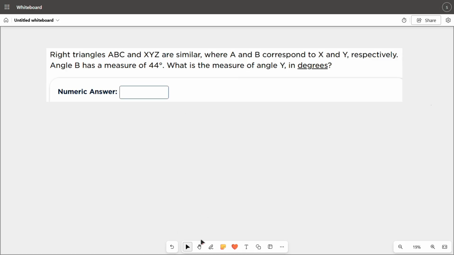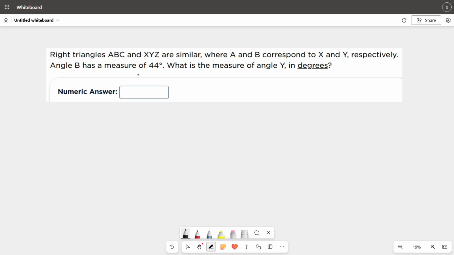Right triangles ABC and XYZ are similar, where A and B correspond to X and Y, respectively. Angle B has a measure of 44 degrees. What is the measure of angle Y in degrees? So if B corresponds to Y and we know that B is equal to 44 degrees, the measure of Y would also equal 44 degrees.